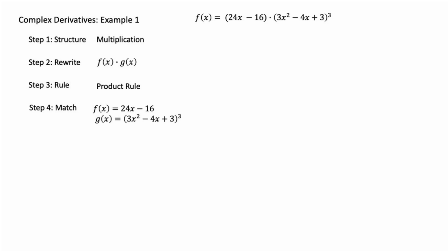So let's start with step 1, which is identifying the outermost structure, which is multiplication. If you have any questions about why it is multiplication, go back in the video to where we covered how to identify the underlying structures of many different functions. With step 2, we'll rewrite that in terms of mathematical notation that matches whatever structure you have.